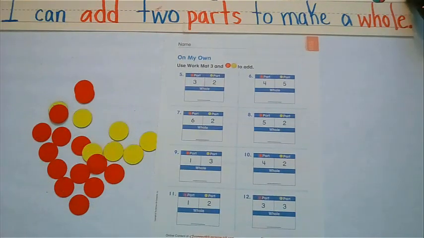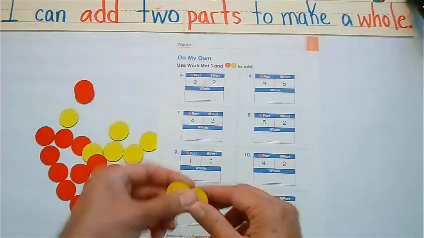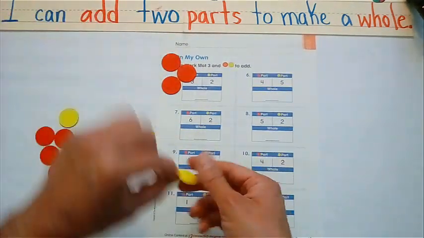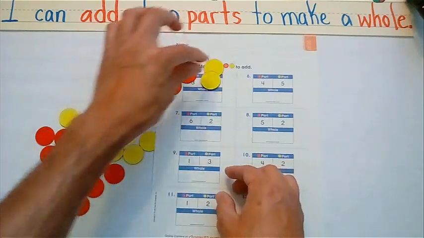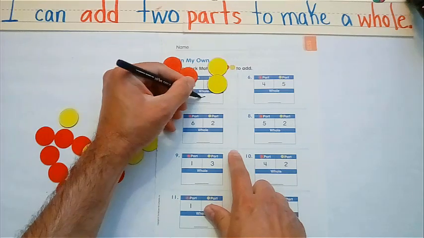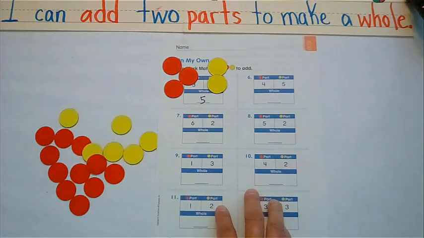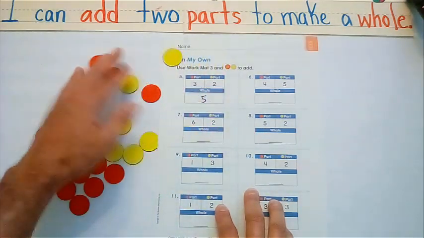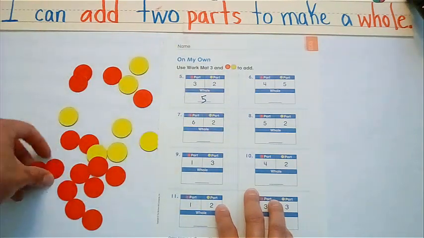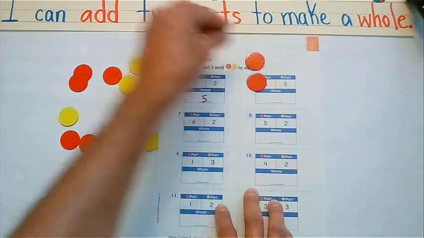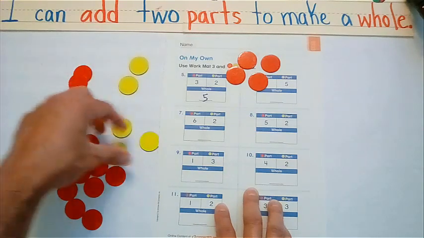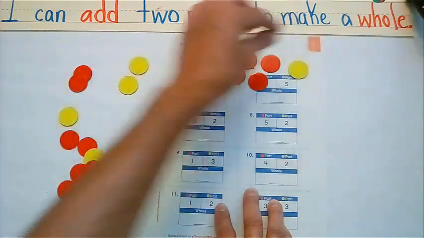Okay, ready? So let's do these together. If I have 3 and 2, that makes what? 3, 4, 5. That makes 5. Okay, did you get that? Good. How about here? I have 4, so let's get 4 over there. And I have 5, so let's get 5 over there.